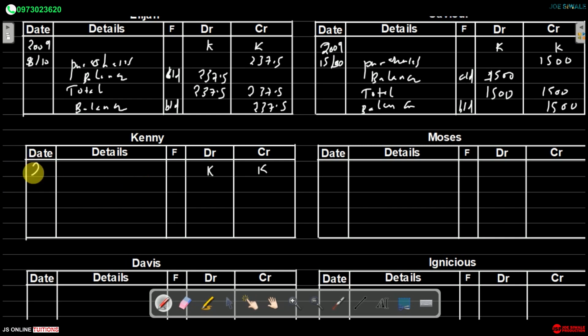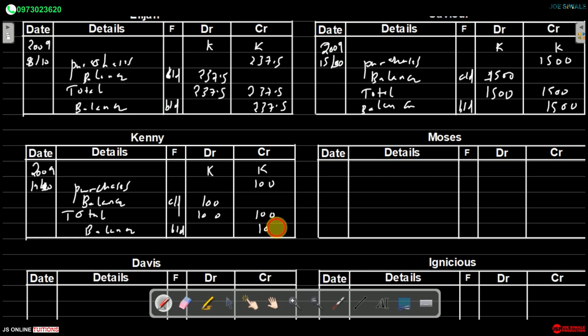Kwacha, the year is 2009. The date there is 19th of October. We say purchases, and the amount there is 100 kwacha. And since we only had one transaction for Kenny, that means that we can balance up this account. So the total there, we're going to have 100 on the debit side and 100 on the credit side. The balance carried down there is going to be shown on the debit side as 100, and the balance brought down is going to be shown on the credit side as 100.